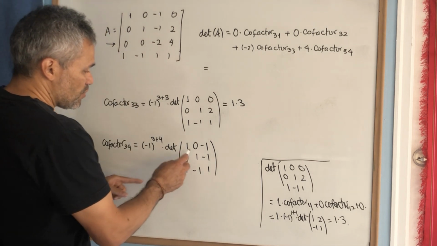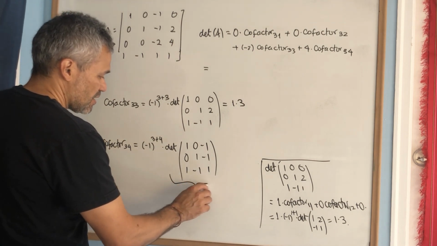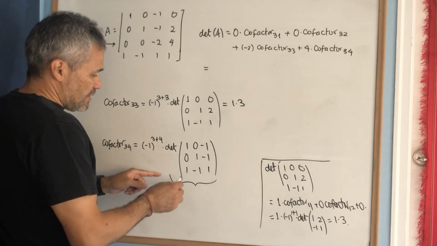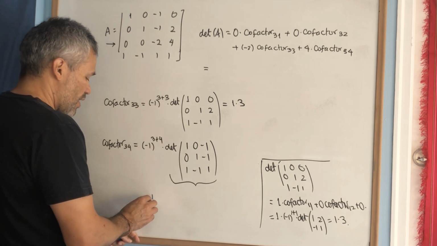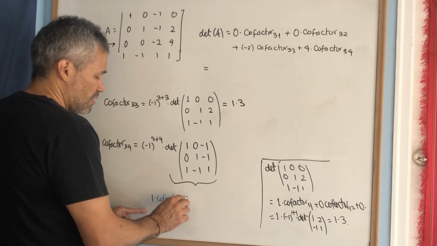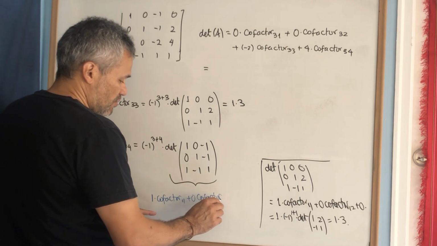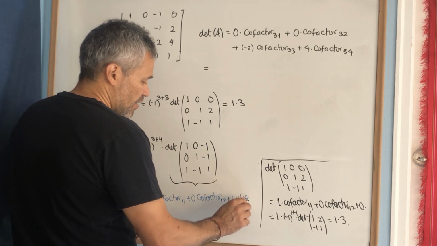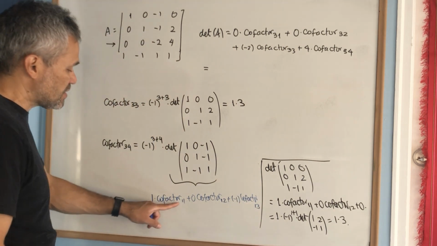Then to compute this determinant, I need to use the formula again. And then I can use, for example, the first row. If I use the first row, I will have 1 times the cofactor 1,1, plus 0 times the cofactor 1,2, plus negative 1 times the cofactor 1,3. But what is the cofactor 1,1?